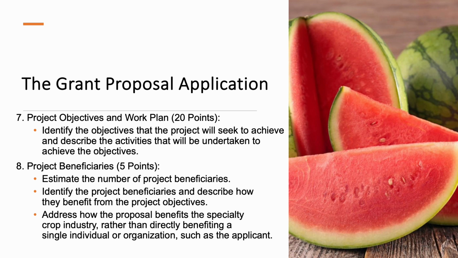The project beneficiaries is worth 5 points. In this section, address each of the following. Estimate the number of project beneficiaries. It is important that the number cited be a reasonable estimated number of individuals that could realistically be directly impacted by the results of the project. Estimates must be trackable, measurable, and reportable during the grant duration. Identify and quantify the project beneficiaries and describe how they will benefit. And describe how the project benefits the specialty crop industry rather than directly benefiting a single organization or individual.